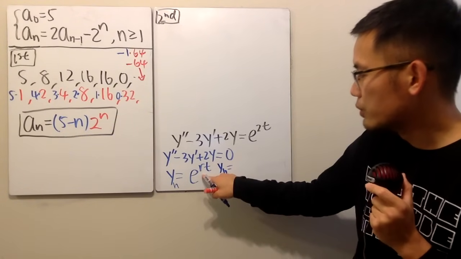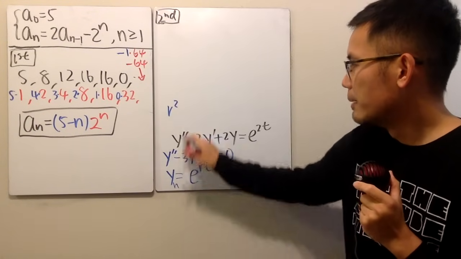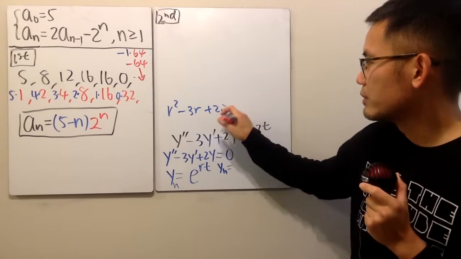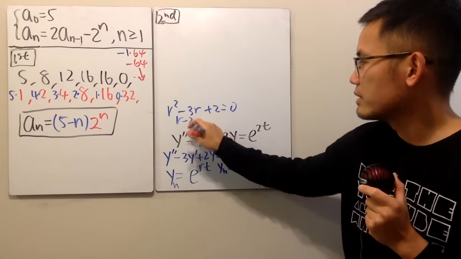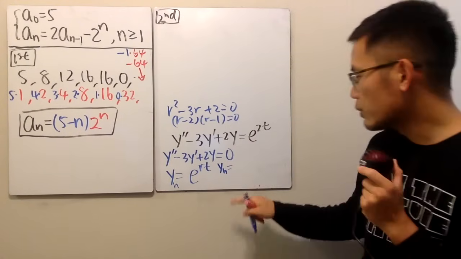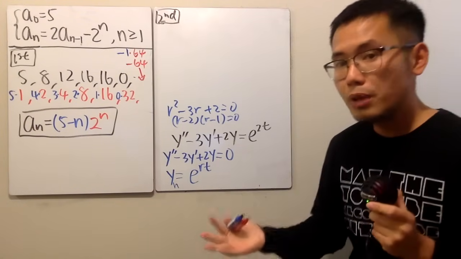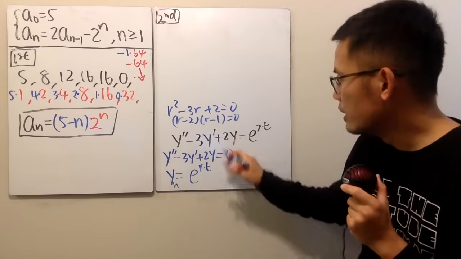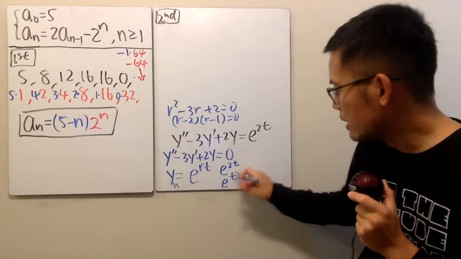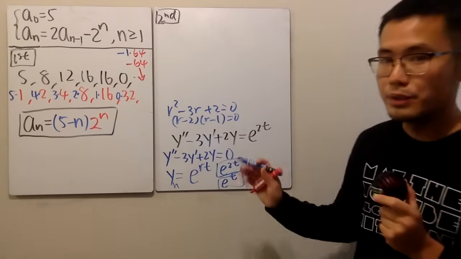In case you're interested, for y sub h you pretty much have to solve r squared minus 3r plus 2 equals 0. So you make that equal to 0, and it's r minus 2 times r minus 1 equals 0. In other words, your e to the rt building blocks for your solution are going to be e to the 2t and e to the 1t. So these two are your building blocks for your final solution.